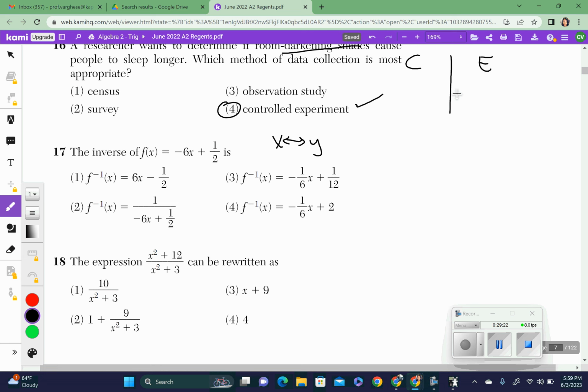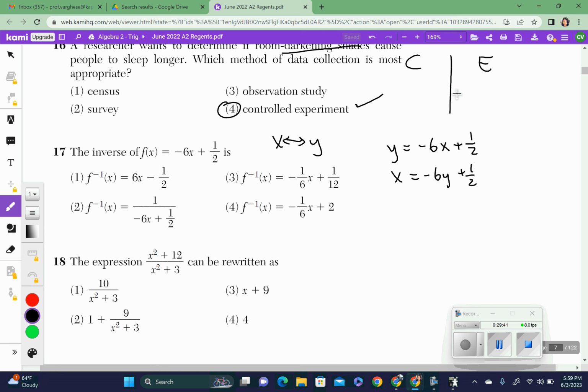So here f of x is y, so we get y equals -6x plus 1/2. And so we want to switch them, so x equals -6y plus 1/2. And we want to get the y, well, let's check it. Is that even there? No, none of them say that. So then we've got to get the y by itself.